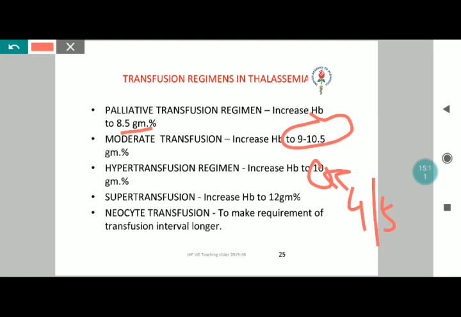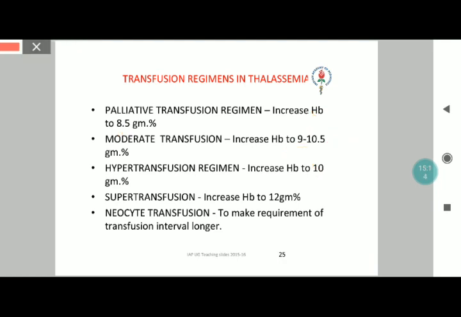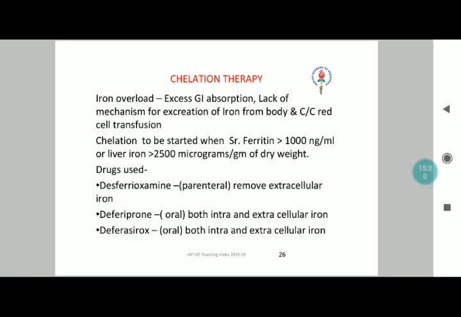The term super transfusion is self-explanatory, where we aim to step up very severely, and ultimately the aim in a super transfusion is to get the hemoglobin to 12 gram %, but the risk of overload is proportionately higher. And neocyte transfusion is one of those recent advances where we aim to reduce the interval between the transfusions.